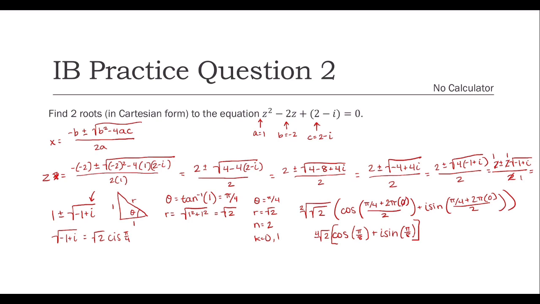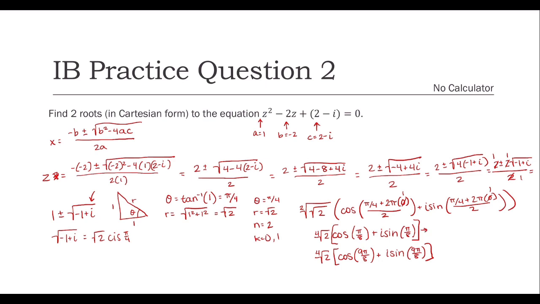Now we'll do the same thing where k equals 1. So we'll have the fourth root of 2 times the cosine of pi over 4 plus 2 pi, which is 9 pi over 4, over 2 is 9 pi over 8, plus i times the sine of the same thing.